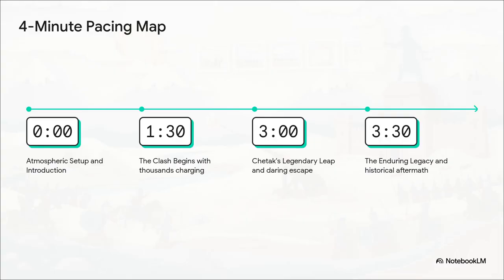And here's the 4-minute pacing map they used to pull this off. We start at 0 minutes with atmospheric setup, move into the clash at 1.5 minutes, hit the daring escape right at the 3-minute mark, and wrap up the enduring legacy in the final 30 seconds.